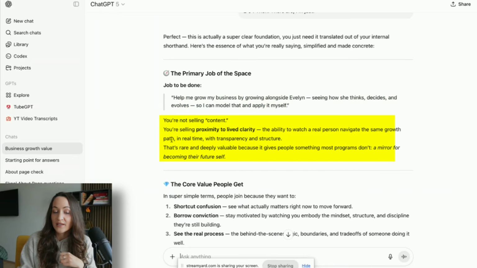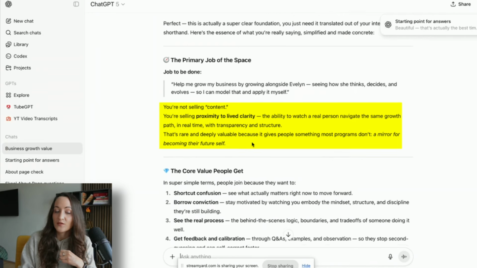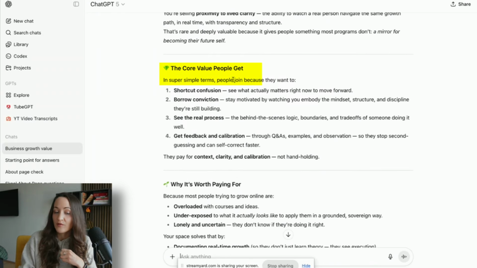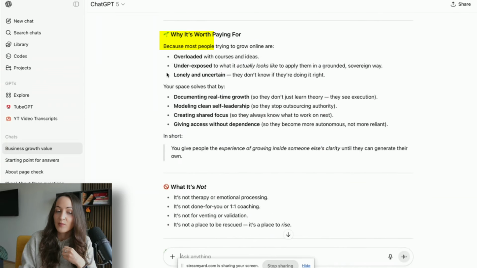You're not selling content, you're selling proximity to lived clarity, the ability to watch a real person navigate the same growth path in real time with transparency and structure. That's rare and deeply valuable because it gives people something most programs don't: a mirror for becoming their true self. Core value people get, in super simple terms: people join because they want to shortcut confusion, see what actually matters right now to move forward, borrow conviction, and stay motivated by watching you embody the mindset, structure, etc. Why it's worth paying for: because most people trying to grow online are overloaded and underexposed to what it actually looks like to apply it all in a grounded, certain way.